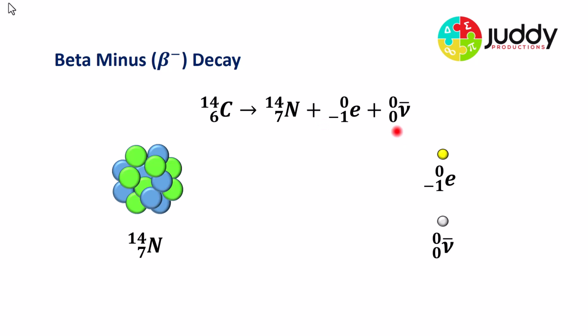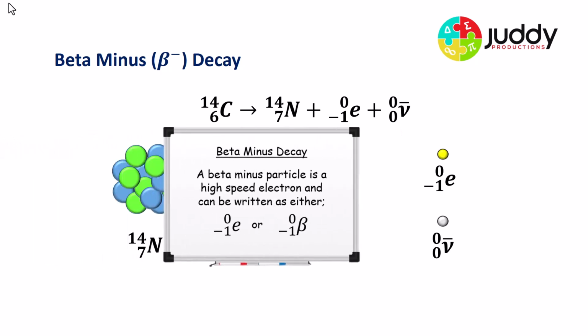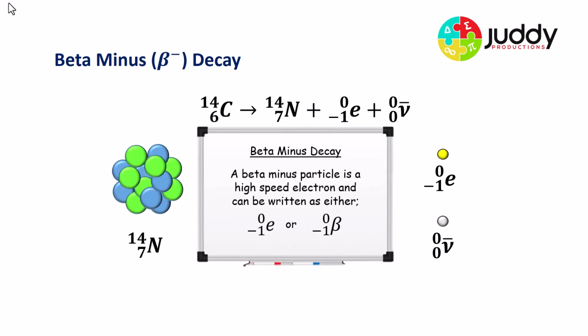And then we have an additional particle, a 0,0 with a little v and a bar over the top. And this subatomic particle is what we call an antineutrino. In this process of beta minus decay, a beta minus particle is a high-speed electron and can be written as either 0,-1 electron or 0,-1 beta particle. Those two symbols are interchangeable.